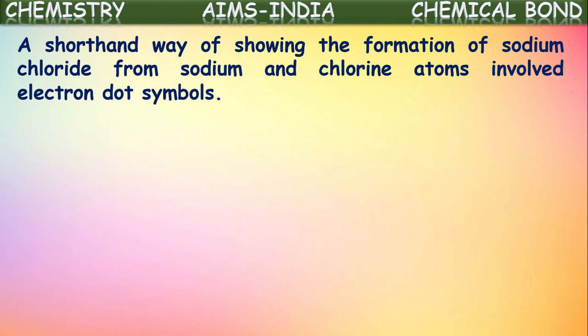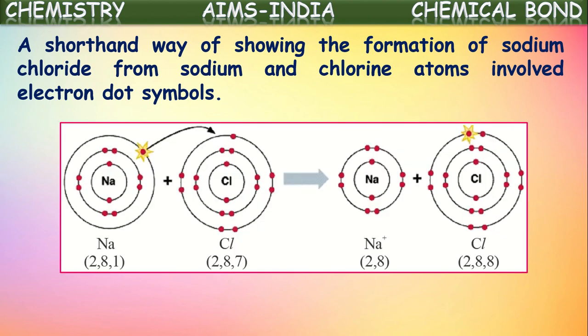A shorthand way of showing the formation of sodium chloride from sodium and chlorine atoms involves electron dot symbols. We can represent it like this: formation of sodium chloride. One sodium atom loses one electron, and that is gained by chlorine. So oppositely charged ions are formed. This is the Na+ ion and this is the Cl- ion. The attraction between these is called an ionic bond or electrovalent bond.